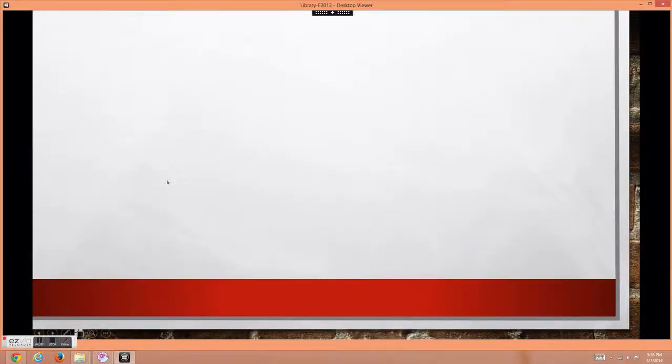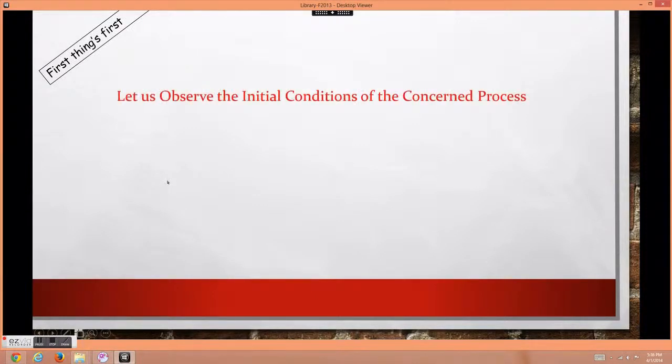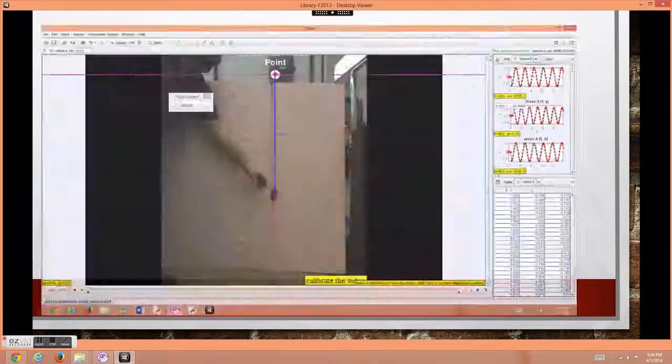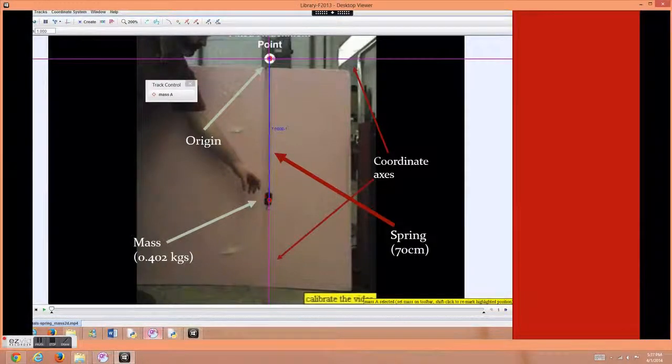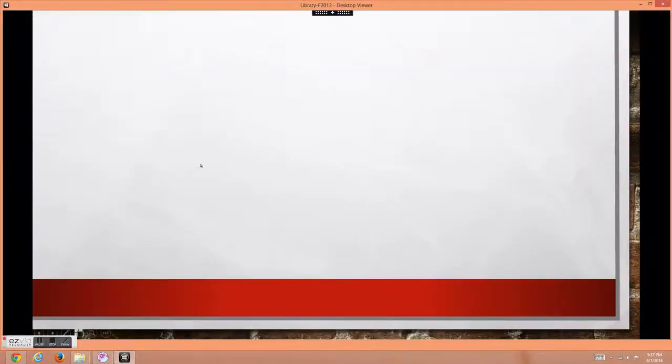First things first, let us observe the initial conditions of the concerned process. In this system, the spring is 70 centimeters long, the mass of the object is 0.402 kgs. The origin is at the base of the spring. This is the motion concerned.